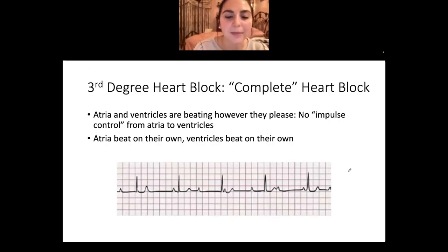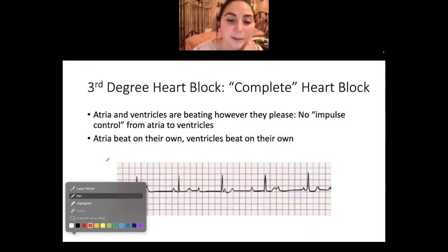Okay, and the reason why third degree heart block is complete heart block is exactly how it sounds. The atria and the ventricles just don't interact with each other whatsoever. So the ventricles are doing what they want, the atria are doing what they want. There's no impulse control. They're just doing whatever they want. So you'll see random P waves, like this is a P wave, this is a P wave, and then this is a T wave, and then this is a P wave, and then this is a T wave and a P wave. They just do whatever, but there's no rhyme or reason to it.